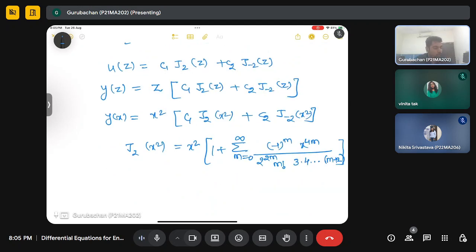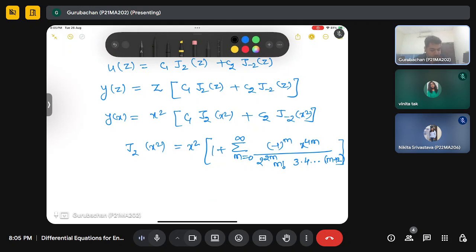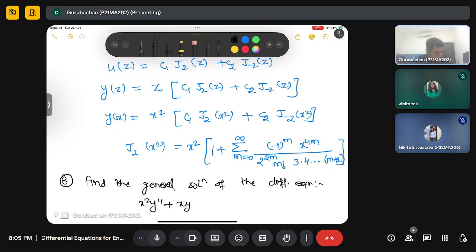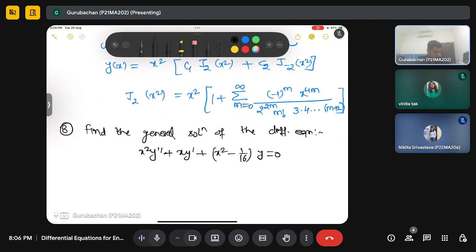Okay. So I'm giving one last question related to this Bessel form. So find the general solution of the differential equation x square y double dash plus xy dash plus x square minus 1 by 16 y equal to 0. So obviously it's directly the classical Bessel differential equation. So try this one.